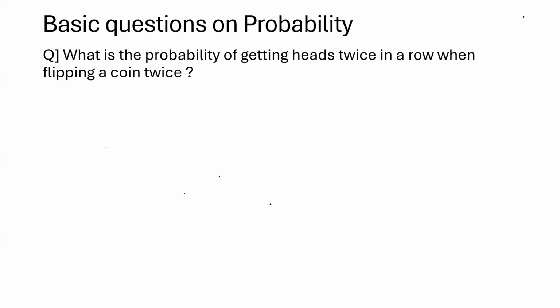So let's look at this problem. It says, what is the probability of getting heads twice in a row when flipping a coin twice? So you have two fair coins and you are flipping a coin twice. You have coins like this. One side you have head, other side we have tail. Similarly, heads and tails. This is the scenario.